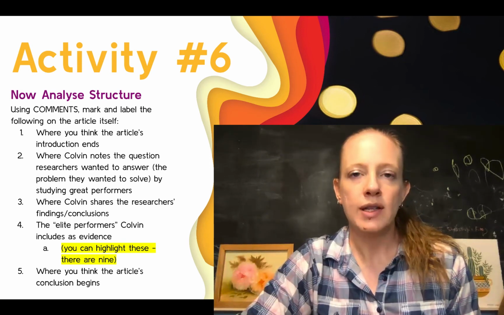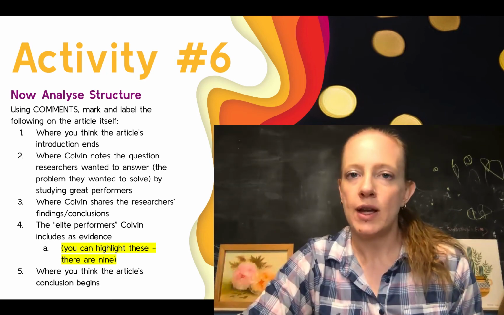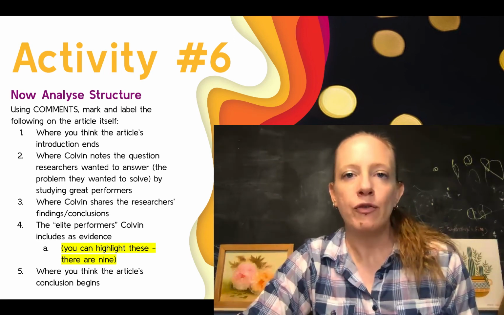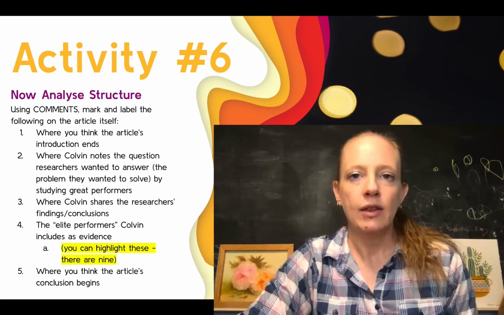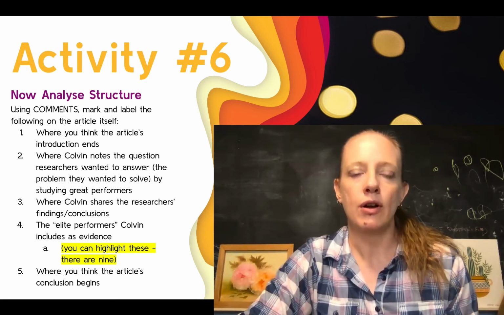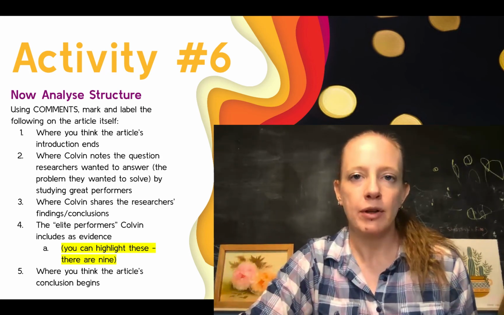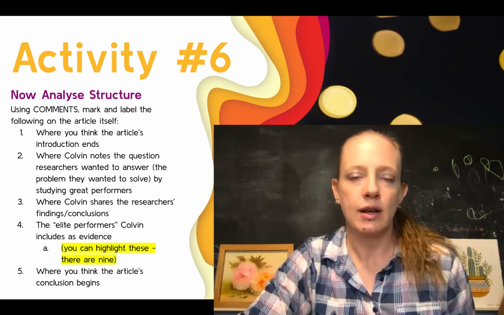Now you're going to do this in the document for activity number 6. You're going to use comments, and then on question 4, you're going to highlight, and I'll show you how to do that in just a second. So here are the things you're looking for. In every text, especially expository text like the one we're reading, there's always an introduction where the author gives some ideas that get you started on the topic. And then there's a conclusion at the end where they're wrapping up their ideas. They give evidence throughout the middle. Those are the main parts of the essay.